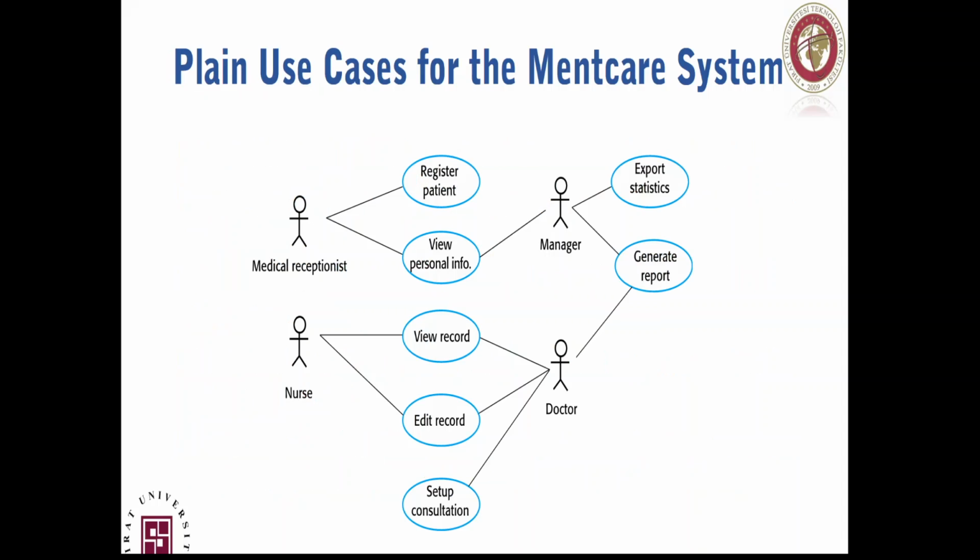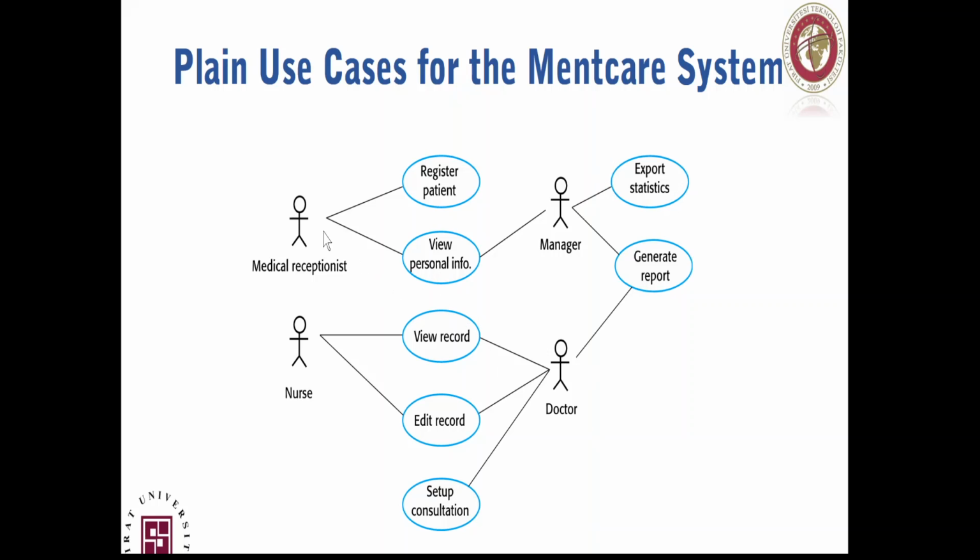Now have a look. We discussed the Mentcare system before. So imagine this is a simple and plain use case where we have the actors represented by stick figures like this, like a human being, and it's not necessarily that always they are human beings. They can be a system also. A system may impose an action, and these are actions inside the ellipses. These are actions that are taken by the actors. So these are actors, these are actions.